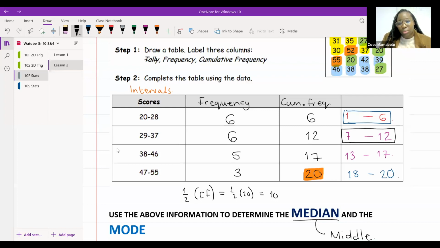Would it be between... wait, sorry, which numbers again? The 10th position, the number in the 10th position. Which interval would it fall under? Would it fall between 7 and 12? Right. So the interval that we're looking for is the one between 7 and 12. So our median lies there. Am I making sense? Yeah.